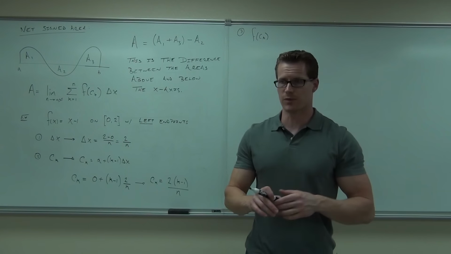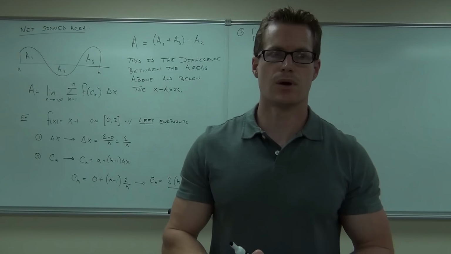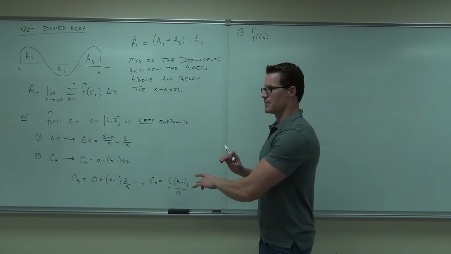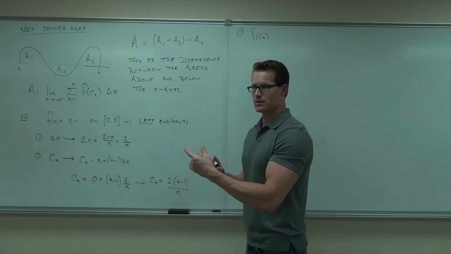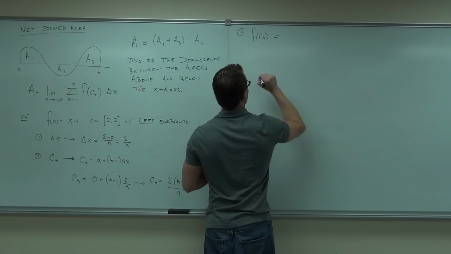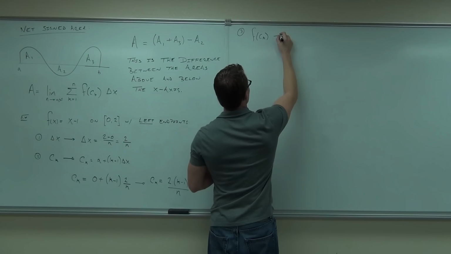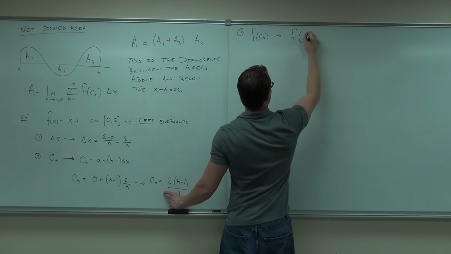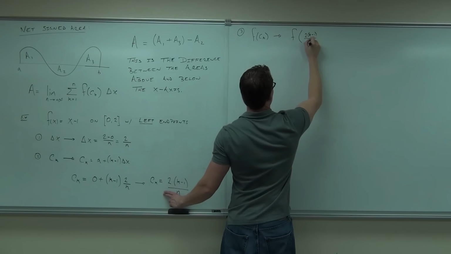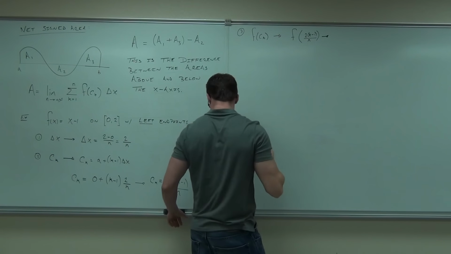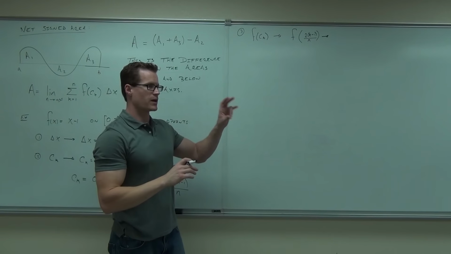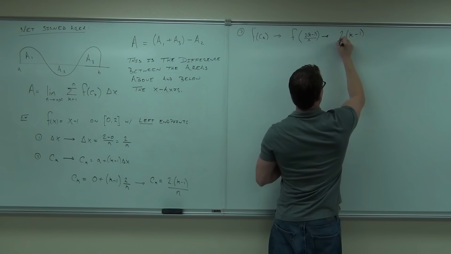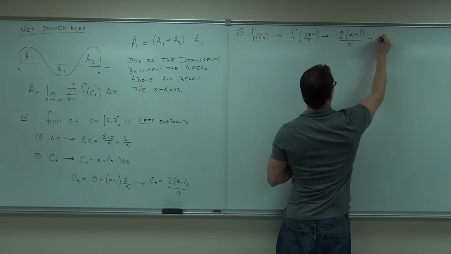What is the function? The function is x minus 1. So I'm supposed to take c sub k and plug it into that. That says f of 2k minus 1 over n, which means that, if our function is x minus 1, it says 2k minus 1 over n minus 1.